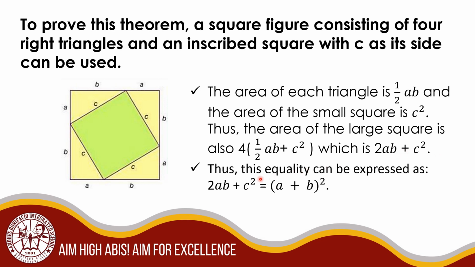Next, this equality can be expressed as 2AB plus C squared is equal to the quantity of A plus B squared.